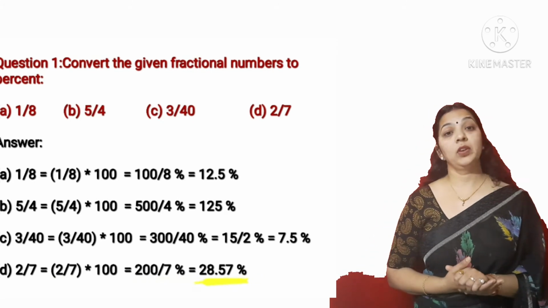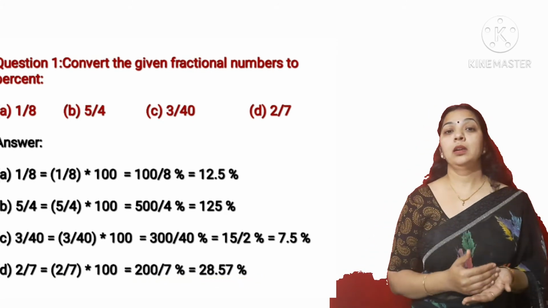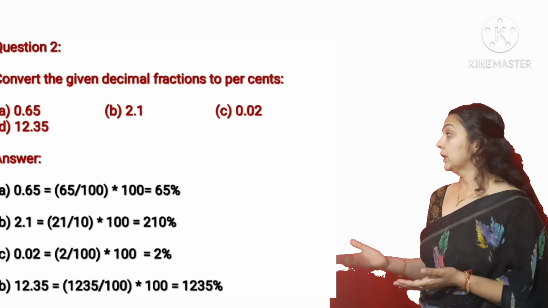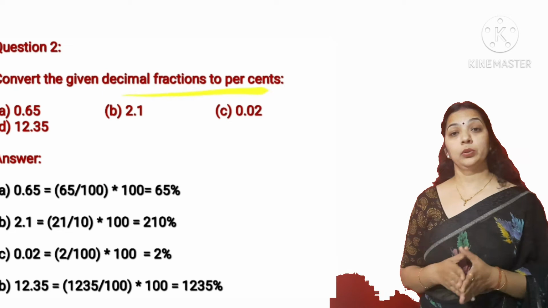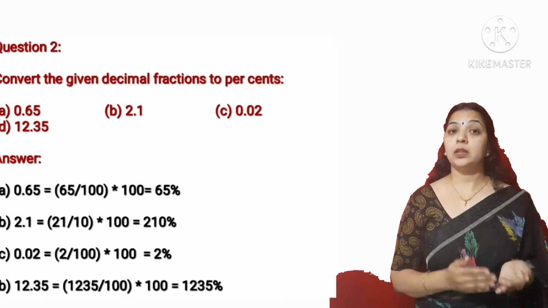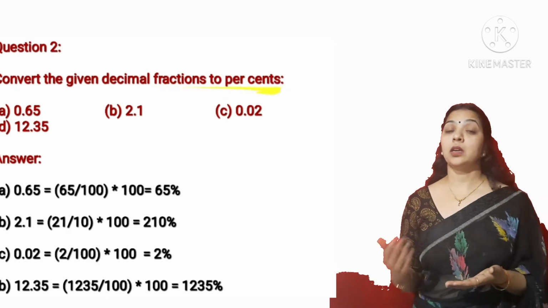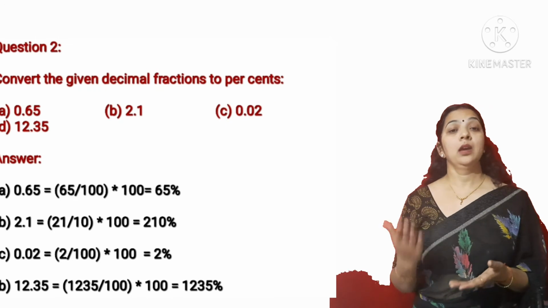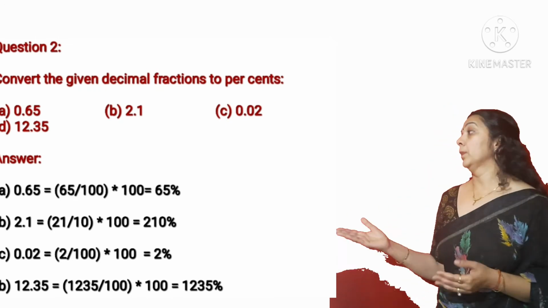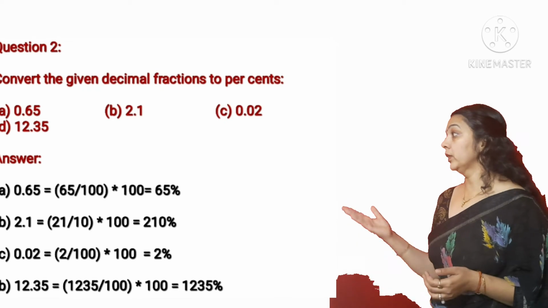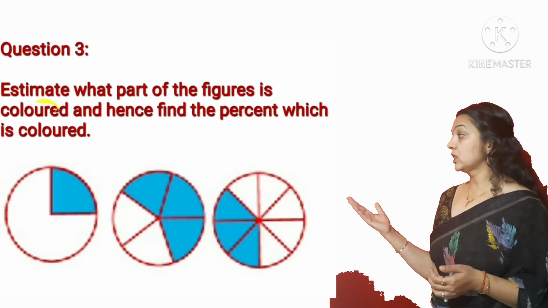Now this next question. In this question, we have to convert the decimal to percentage. What we have to do? We have to convert the decimal fraction into the percentage. To convert the decimals to percentage, again we have to multiply it by 100. So the first part is 0.65. Now, when we multiply 0.65 into 100, it would result in 65%.